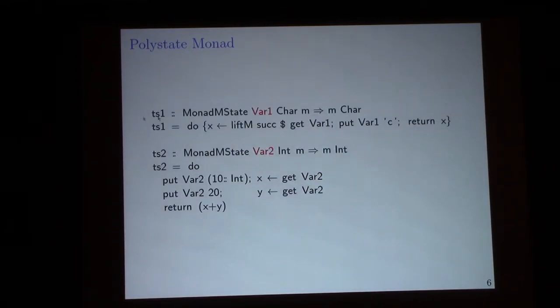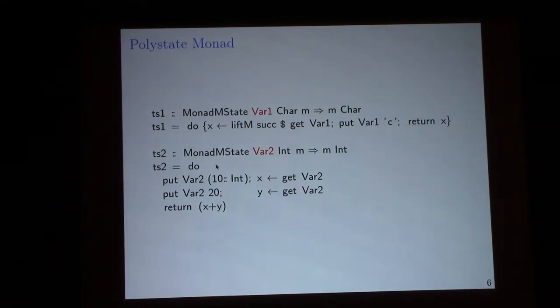And given this particular class, we can write computation. For example, this computation gets something from the variable, puts a character into that, and returns the next character after that. Its inferred type is that M should be some kind of monad that satisfies this constraint, such that it assigns to variable 1 type character.